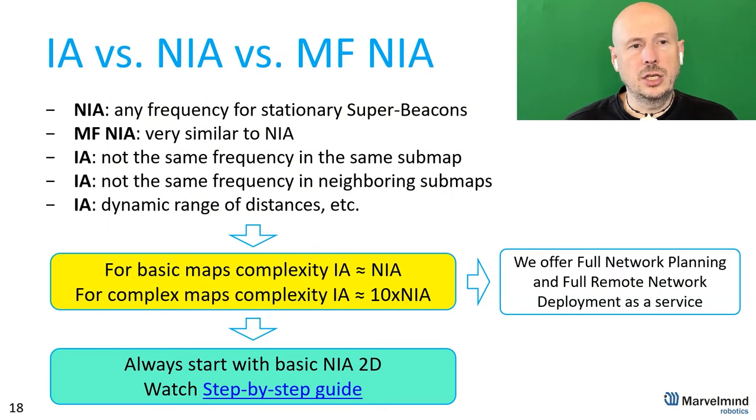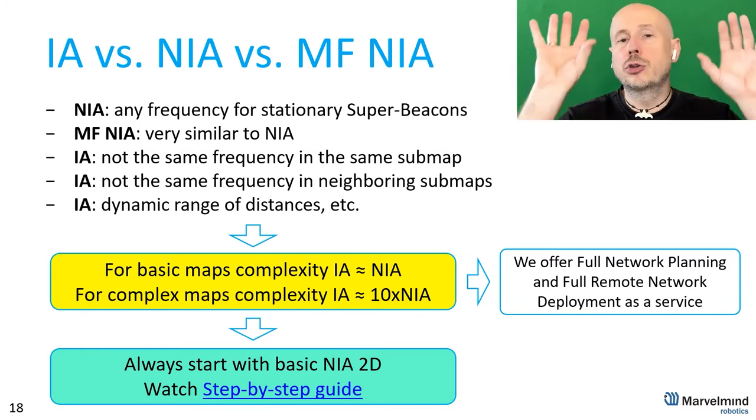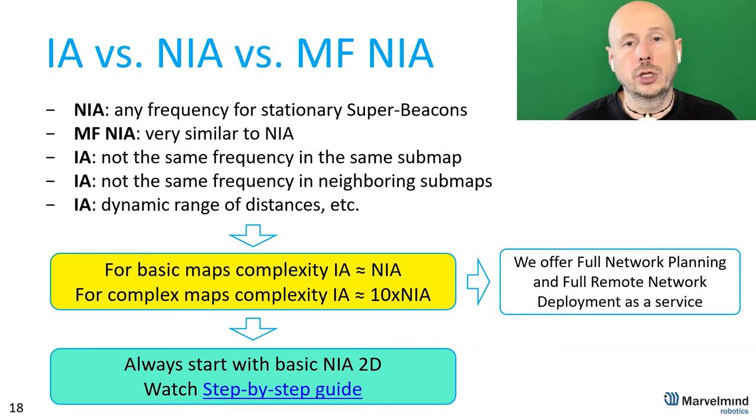In applicability to building submaps, what are those differences? As already mentioned, non-inverse architecture may have super beacons on any frequency. So this is why we recommend you start with non-inverse architecture. If you mess up, or you don't know all these details, and you install super beacons, they will work in non-inverse architecture. But in inverse architecture, no, it will not work, because you must have super beacons with specific frequencies.